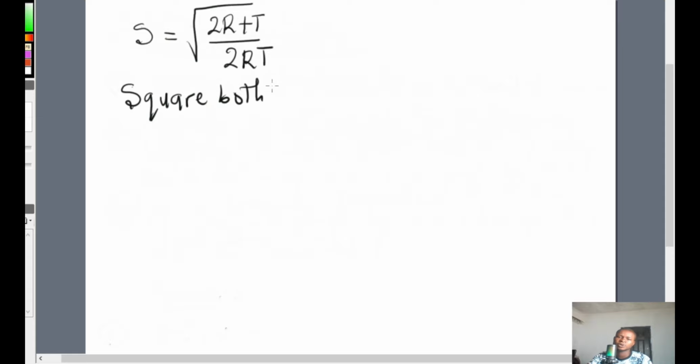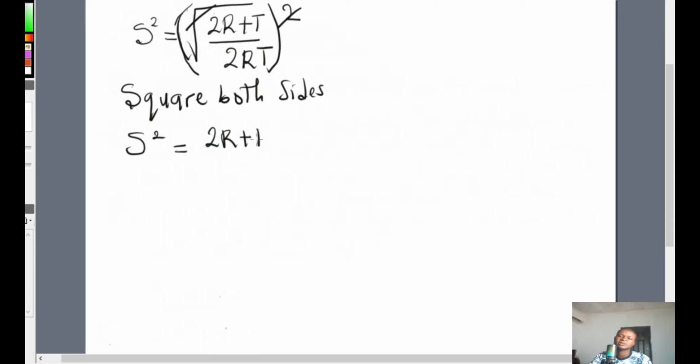So if I square both sides, I'm going to have a square here. Obviously I'm going to have another square here. This square will cancel the square root here, so I'll be left with S squared equals 2R plus T all over 2RT. You should not forget that we have to make R the subject of the formula.